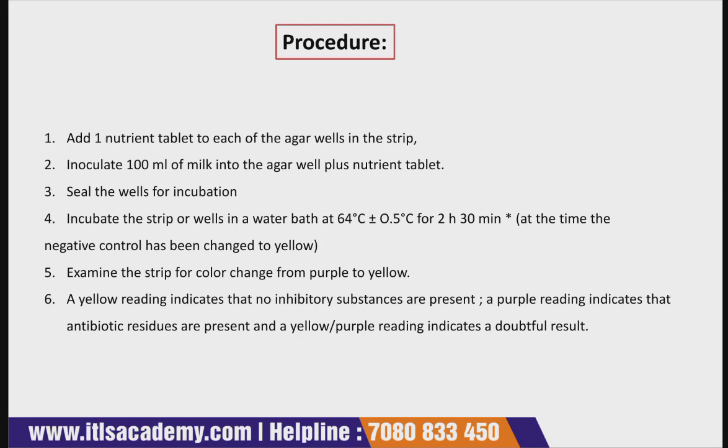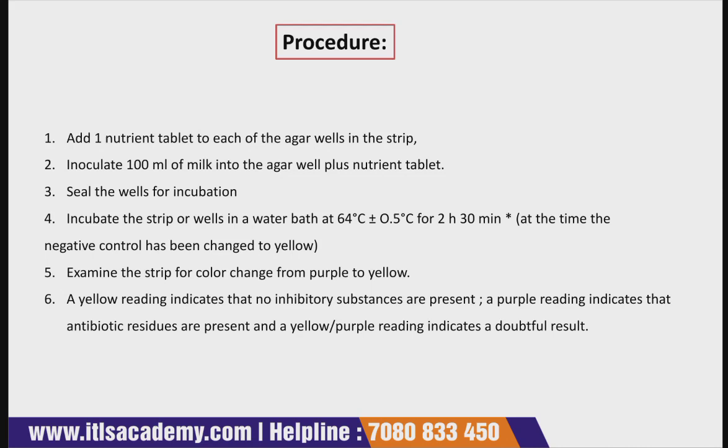So you have to incubate the well in the water bath at 64 degrees centigrade plus minus 0.5 degrees centigrade for how many hours? 2 hours 30 minutes. Then you have to examine the strip or well for the color change from purple to yellow. After incubation, after 2.5 hours, you examine the color of the well, whether the color has changed from purple to yellow or not.